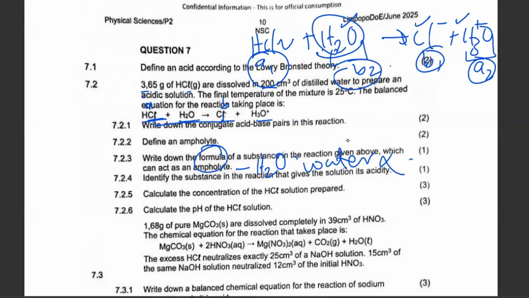Identify the substance in the reaction that gives the solution its acidity. What gives the solution its acidity? That is because of this hydronium ion, because it is an acid, so it is giving it, but it is a weak one. Calculate the concentration of hydrochloric acid produced. They want the concentration of hydrochloric acid produced.